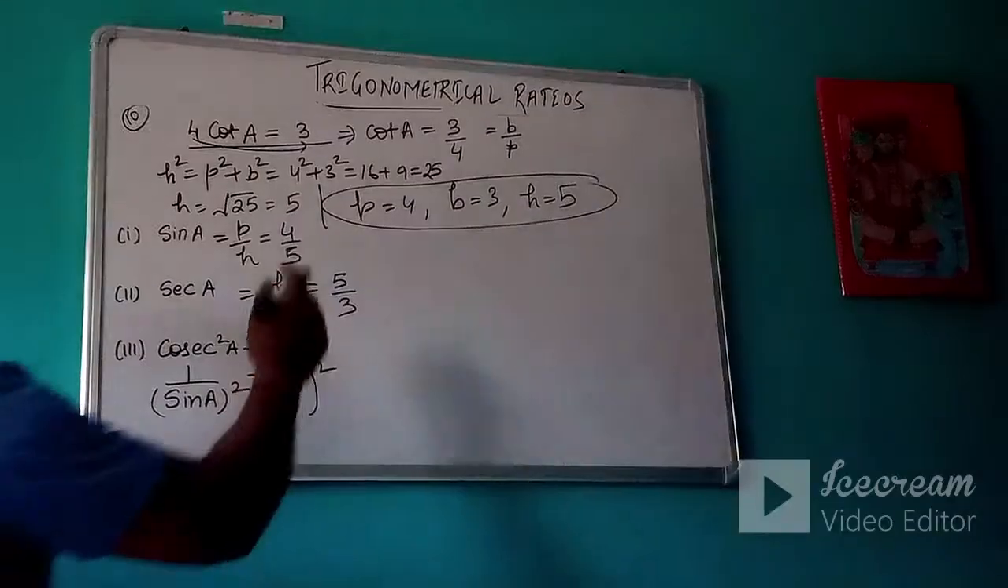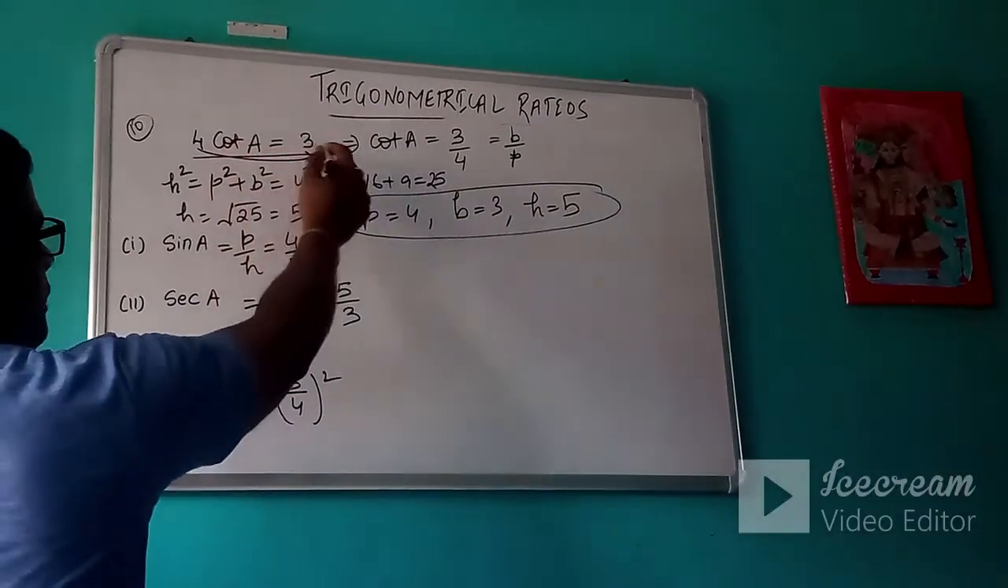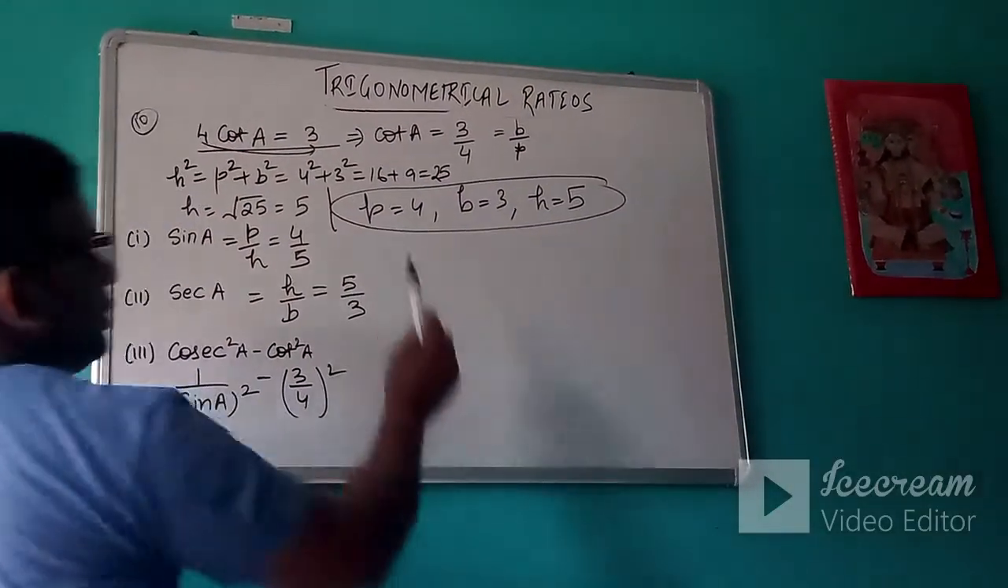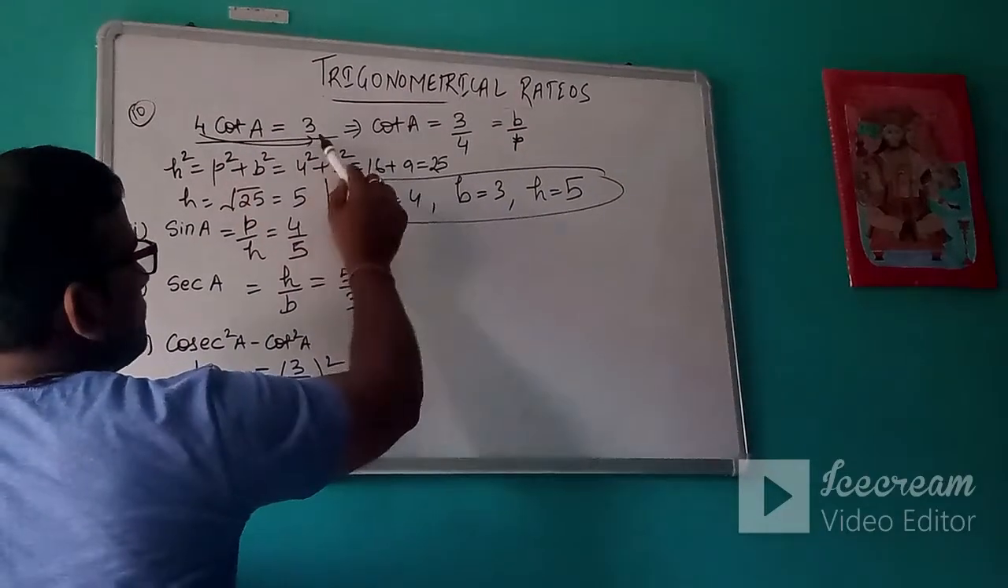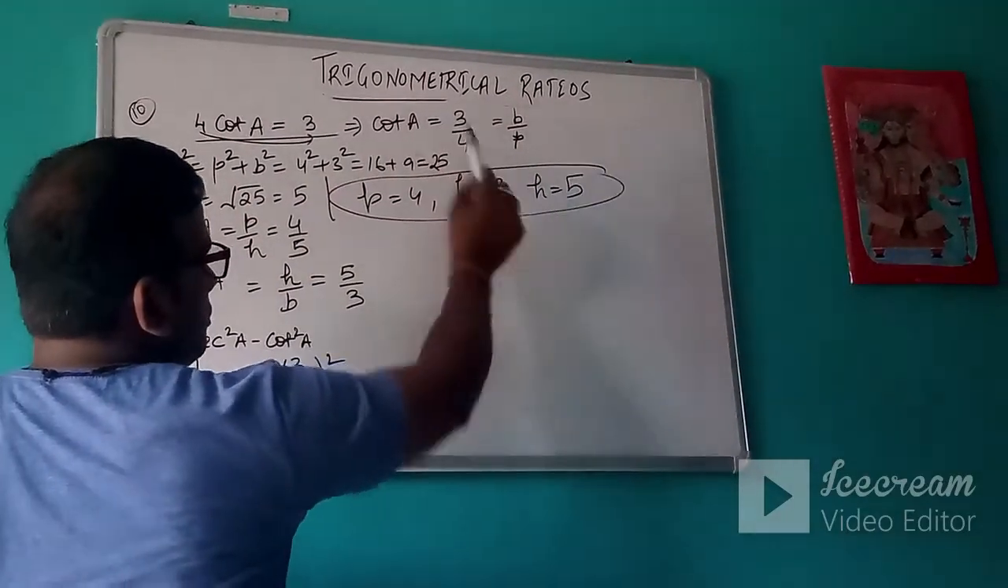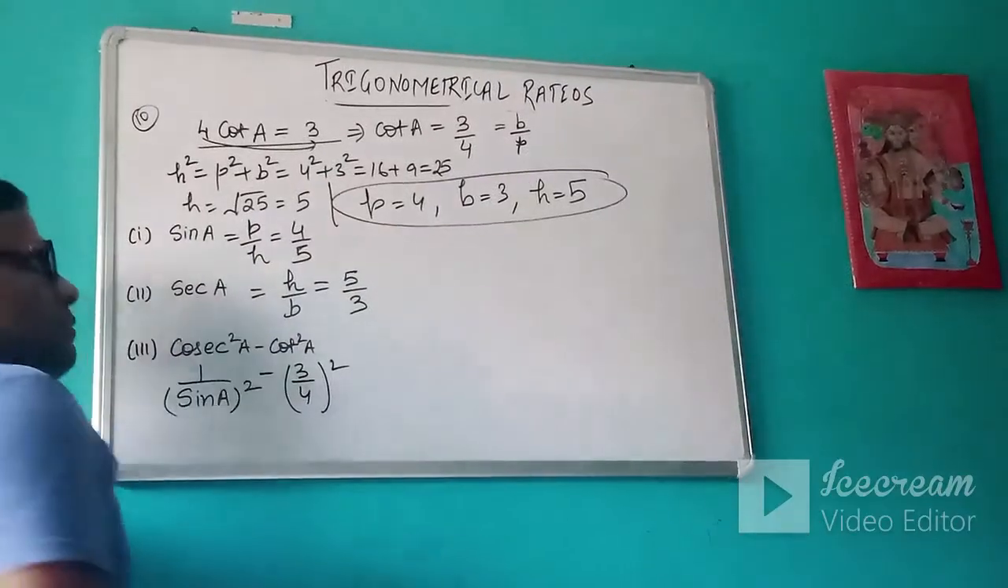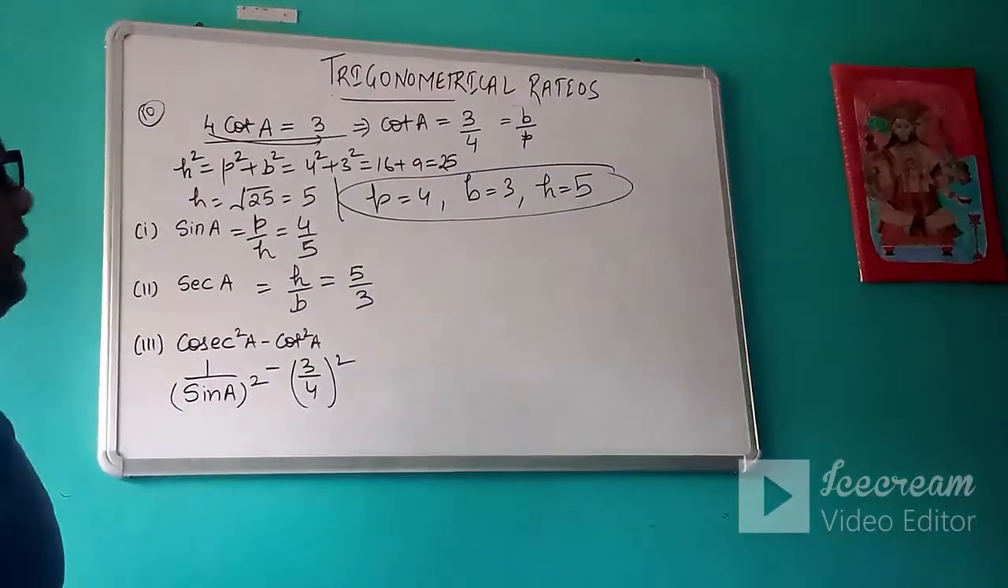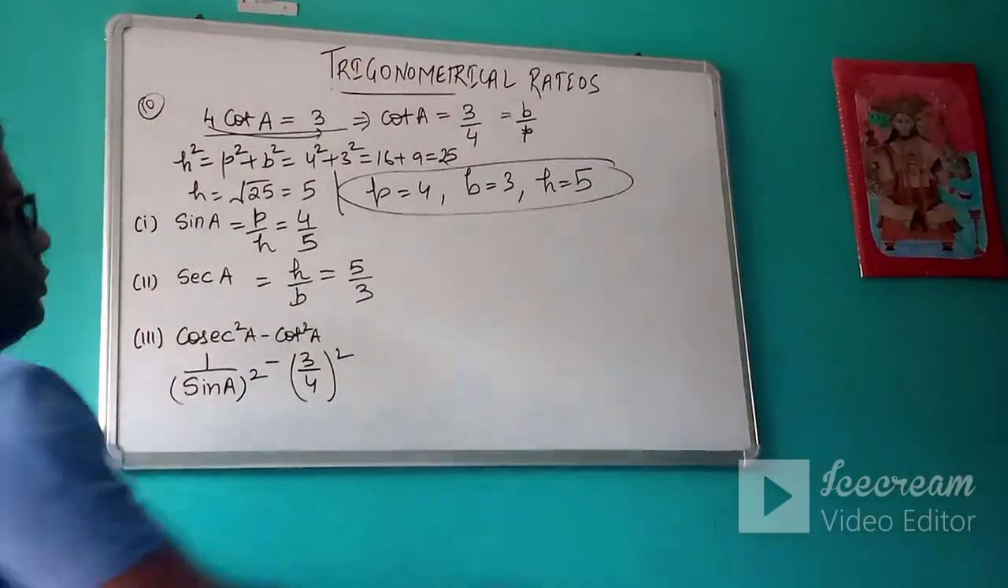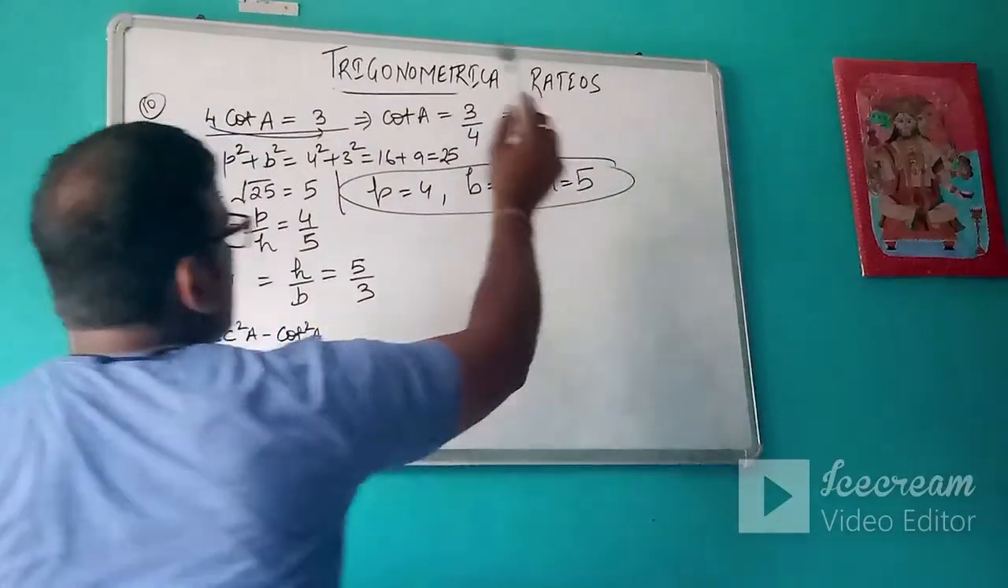Okay, let's discuss one more type. 4 cot A is equal to 3. So the first transformation we will do is take this 4 over here, so it becomes cot A is equal to 3 upon 4. So it becomes the same type of question we have discussed previously. What was cot? B upon P.